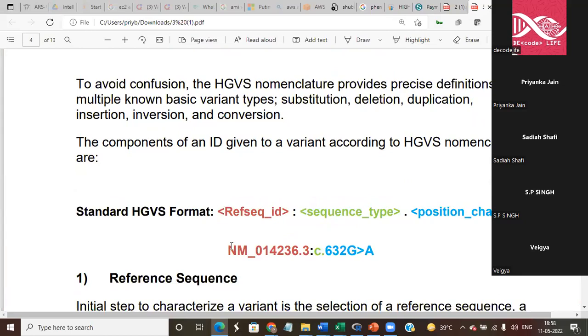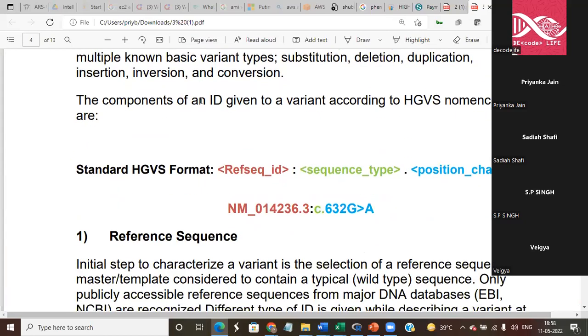To avoid any confusion, the Human Genome Variation Society provides a nomenclature in which multiple basic variant types are defined: substitution, deletion, duplication, insertion, inversion, or conversion. For example, in the standard HGVS format we give a reference ID, then the change in that variation, what the sequence change is, such as A changed to T, and then the position, the location of that change.